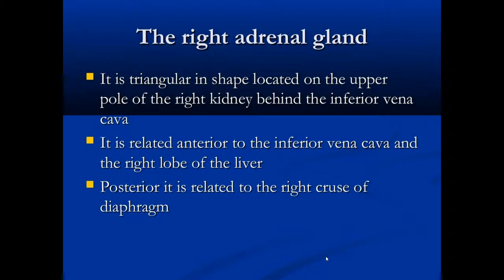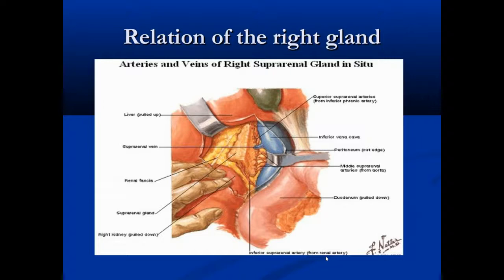The right adrenal gland is triangular in shape, located on the upper pole of the right kidney behind the inferior vena cava. It is related anteriorly to the inferior vena cava and the right lobe of the liver, and posteriorly to the right crus of the diaphragm.